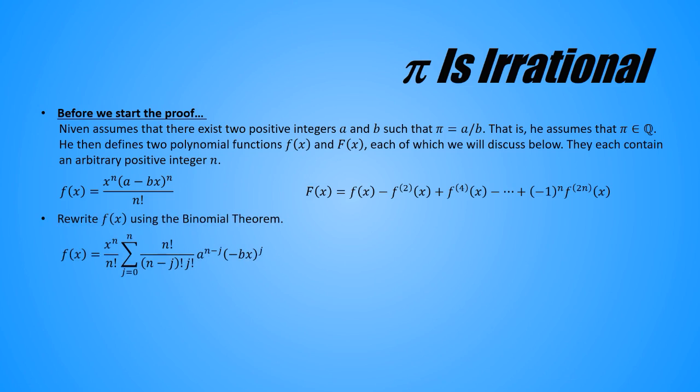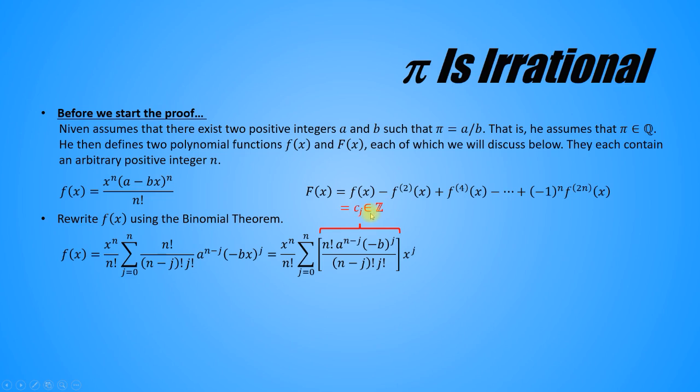So I'm going to rewrite f of x using the binomial theorem. So x to the n and n factorial just come down out here. And this summation is the binomial expansion of (a - bx) to the n. Then I'll rearrange the factors of the coefficient of x^j in these brackets here. Now the exact form of these factors doesn't matter. The only thing that does matter for the proof is that this entire thing in brackets is an integer. So I'll rename it c_j to simplify matters.